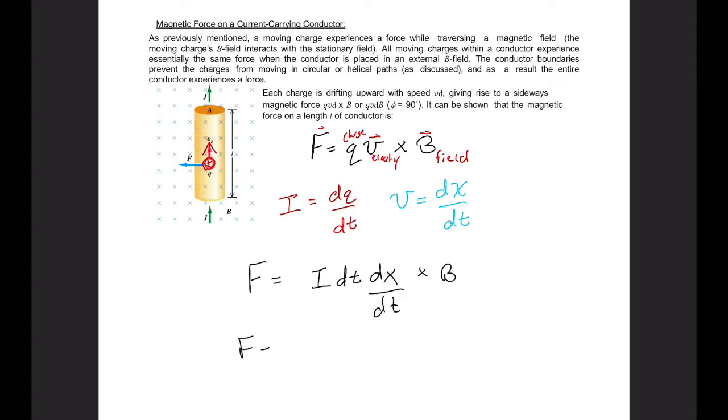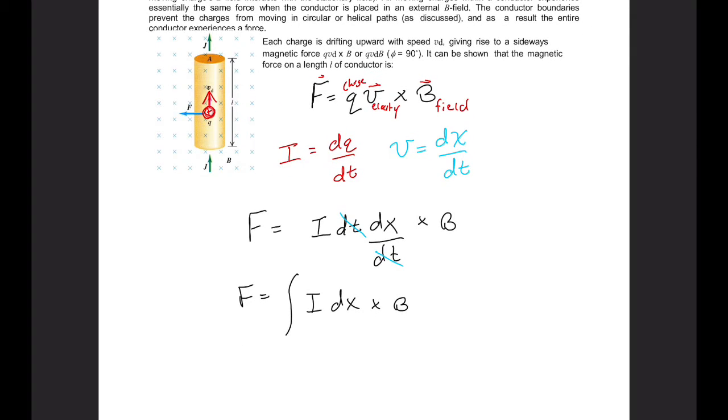Now, as we begin to simplify, you should notice that the dt terms will cancel out, and you'll have I dx cross B. We'll, of course, need to integrate this part of the equation in order to come up with the full force effect. If you just have I dx, then that won't be the complete part. That will just be the force on a small segment. So to get the total force, we'll need the integral of that. So I guess this should be a dF.